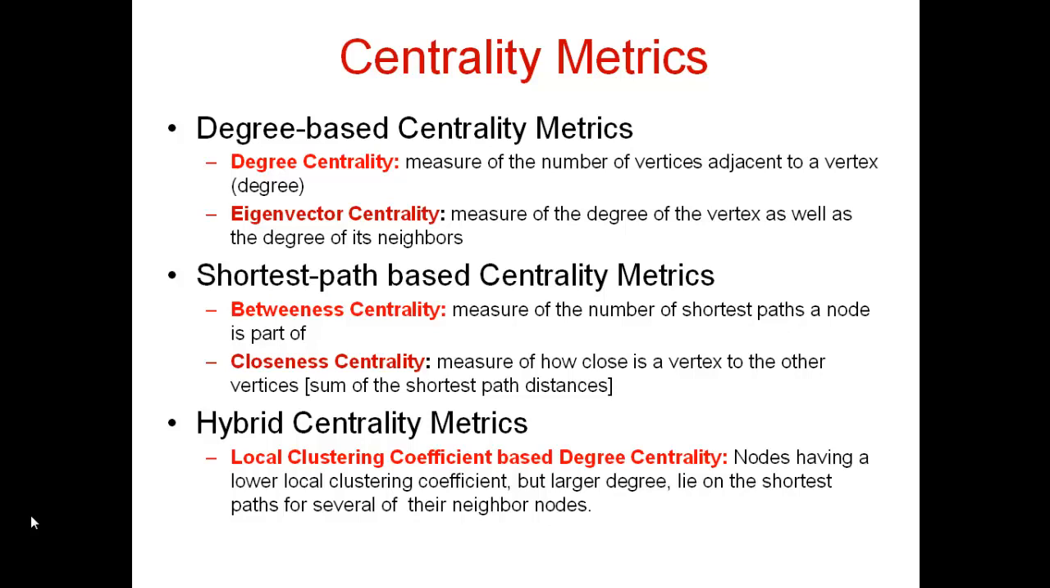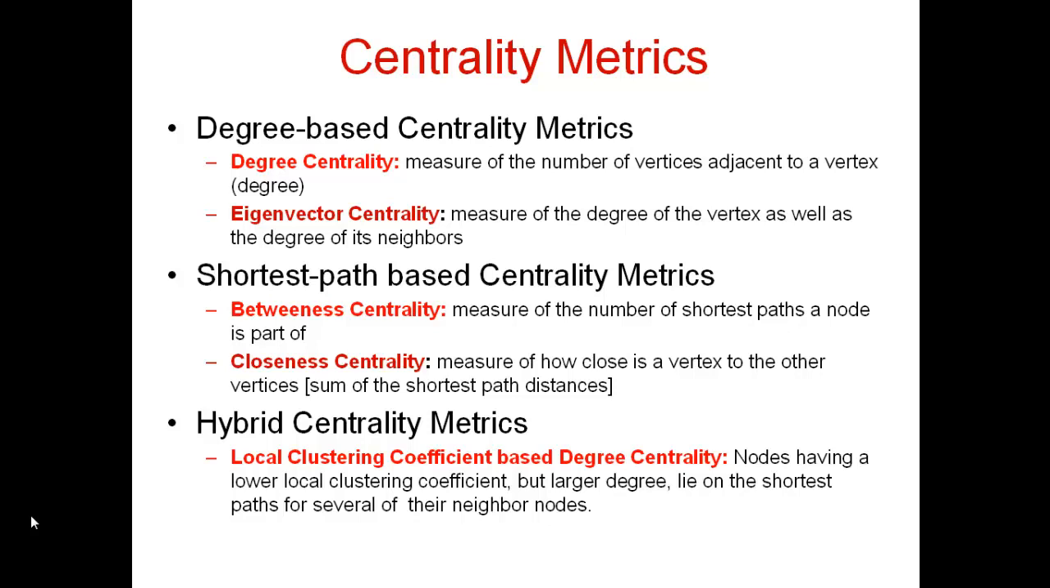So the degree centrality of a vertex is basically a measure of the number of neighbors of that vertex. So the number of vertices adjacent to the vertex will be considered as the degree centrality. It's not the set of vertices, it's just the number of vertices that are the neighbors of a vertex. It's called the degree centrality.